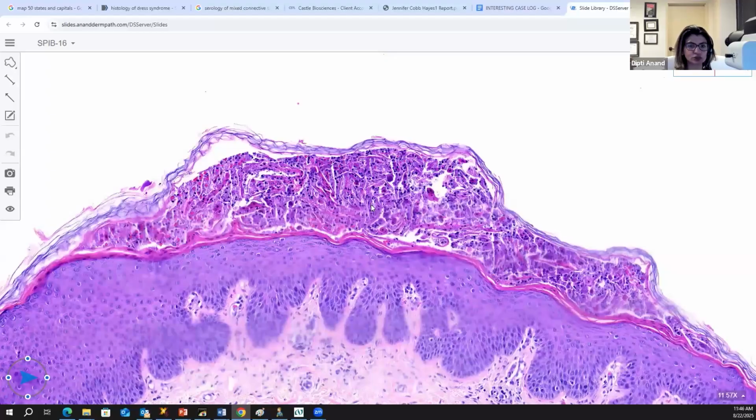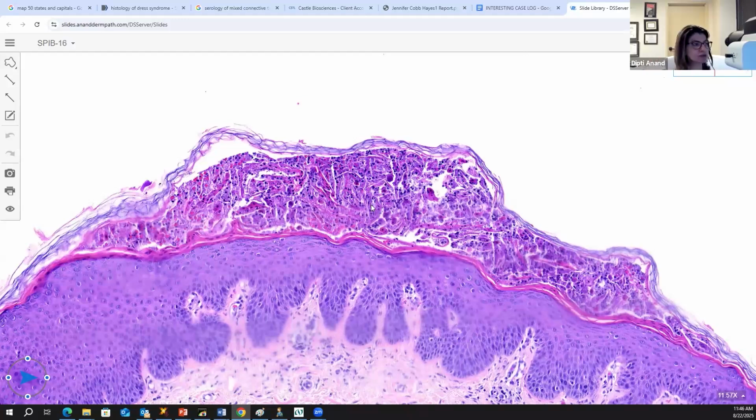So it's a subcorneal blister with neutrophils, right? So what is the differential that is left in here? Let's go down that list that I tried to make you memorize, right? We have bullous tinea. Bullous impetigo is out. Can this be staphylococcal scalded skin syndrome?